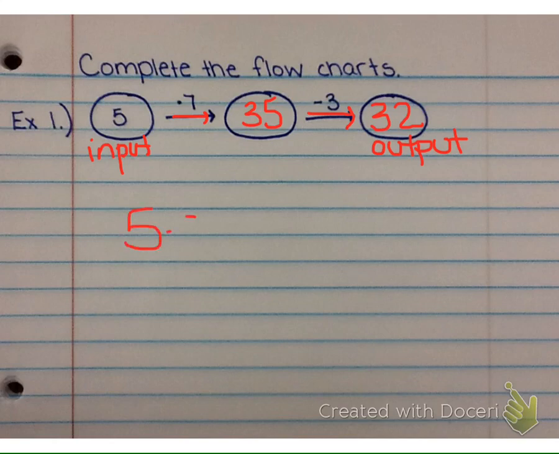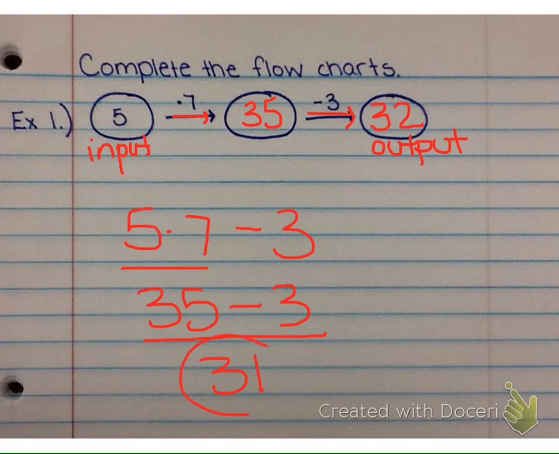5 times 7 minus 3. Order of operations would tell us to solve 5 times 7 first. 5 times 7 is 35. We would copy down our minus 3. 35 minus 3 is 32. Notice that I came up with the same output as I did in my flowchart.